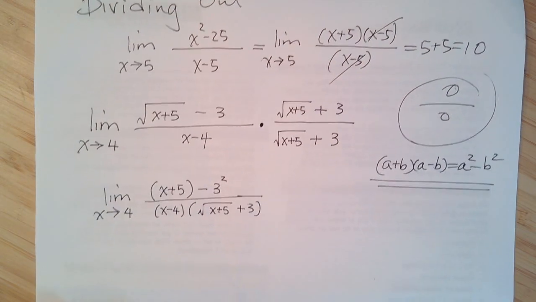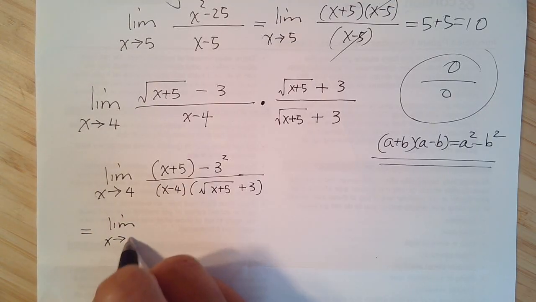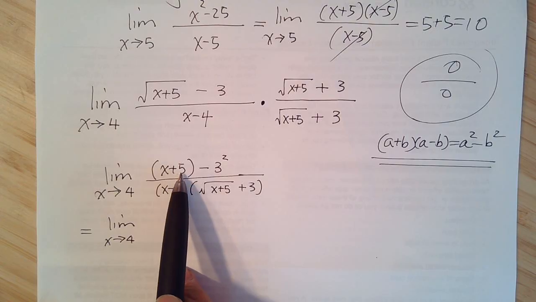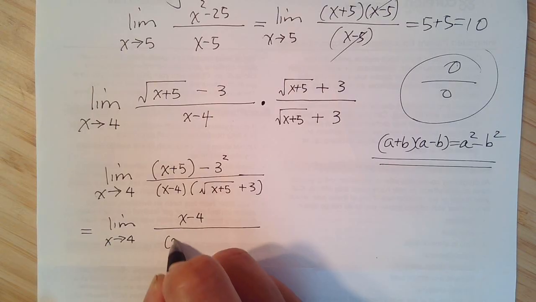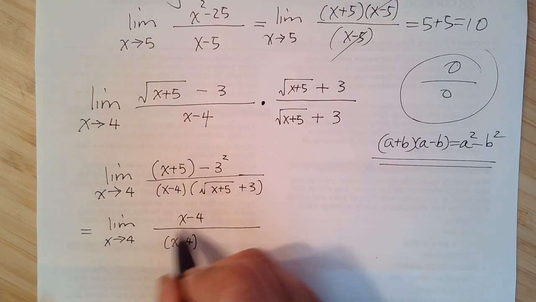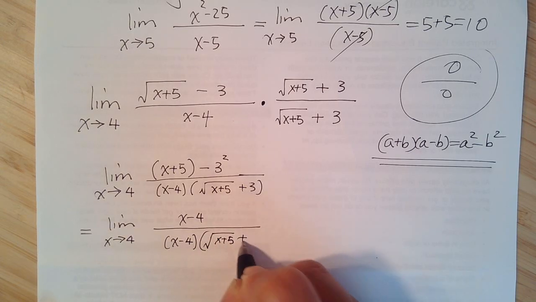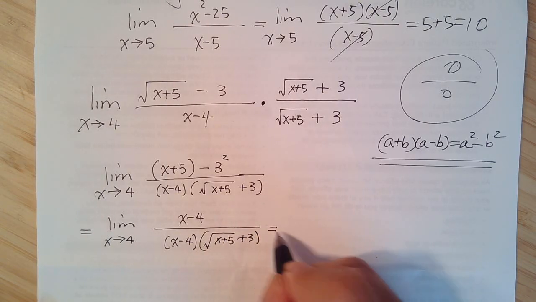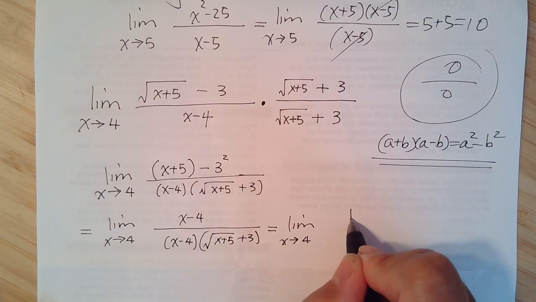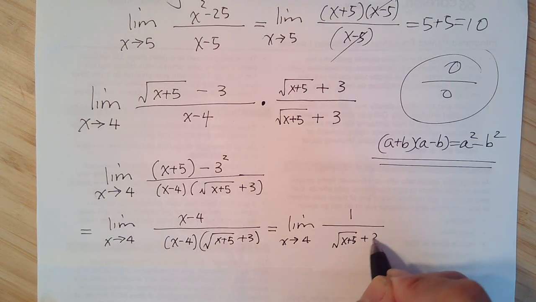All right, I can continue. I will simplify this. Limit, the numerator x plus 5 minus 9, you get x minus 4. And the denominator, you have x minus 4. I guess you're super happy now because you can cross that out. And the denominator will be the square root of x plus 5 plus 3. Once you cross this out, the numerator, you will have a 1. So you're going to have the limit as x approaches 4. The top is 1. The bottom is the square root of x plus 5 plus 3.